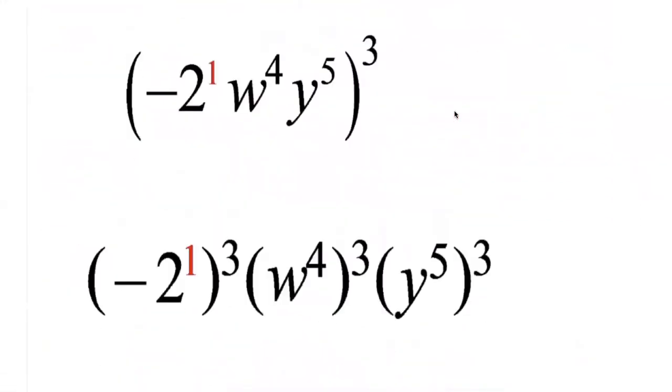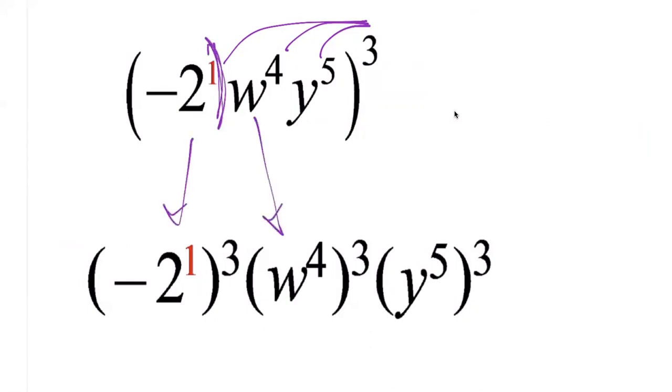All right, so you can see here I've added my 1. Again, each one of these is going to get multiplied by that 3. So the negative 2, we basically cut it out. W to the 4, we cut it out. Y to the 5th, we cut it out. And then each one of those is going to get multiplied by 3.